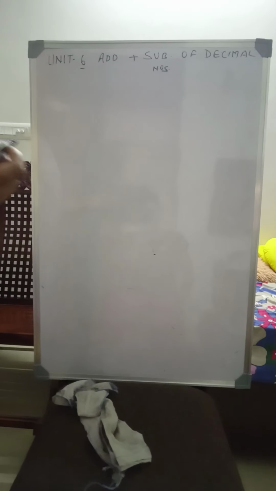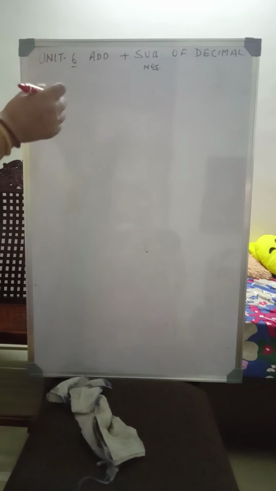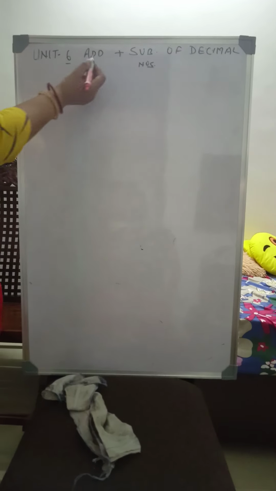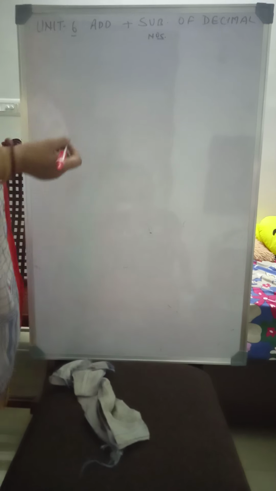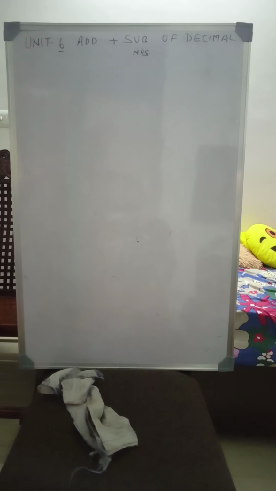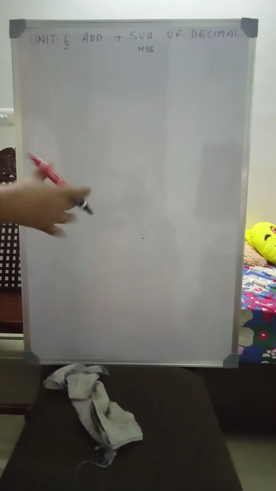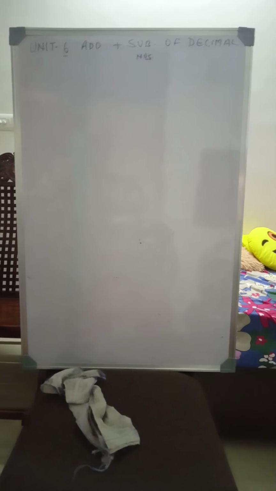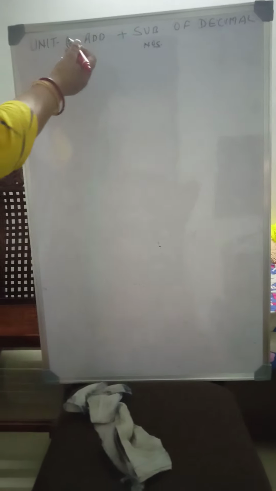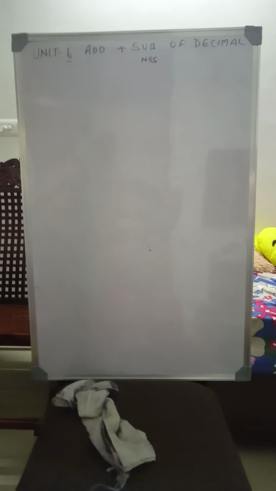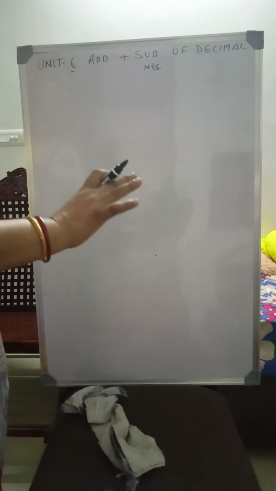So, Standard 5, today I am going to start the new unit number 6, and the topic is addition and subtraction of decimal numbers. So, children, you have learned how to add whole numbers. In the same way, we have to do addition and subtraction of decimal numbers, but the rules are the same.